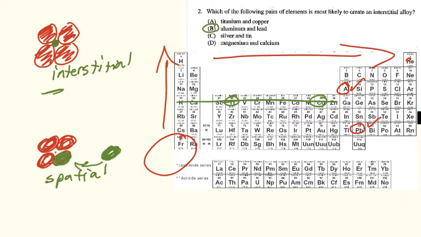if you look through the others, let's see, where's silver and tin? Here's tin, and silver's right there. They're so close together. And then lastly, magnesium and calcium. Magnesium, calcium, they're so close together. I think that B is going to be the correct answer.